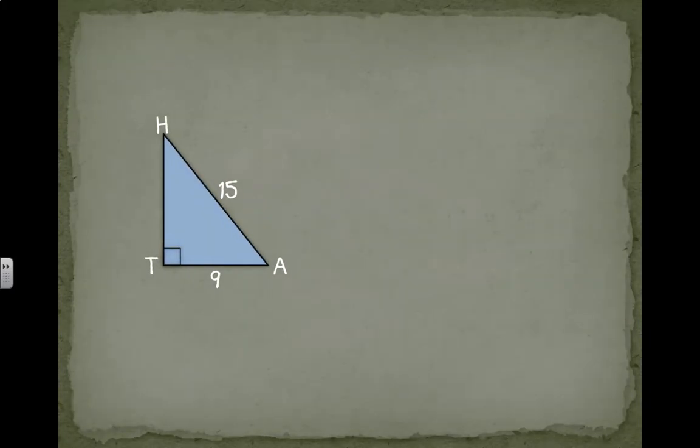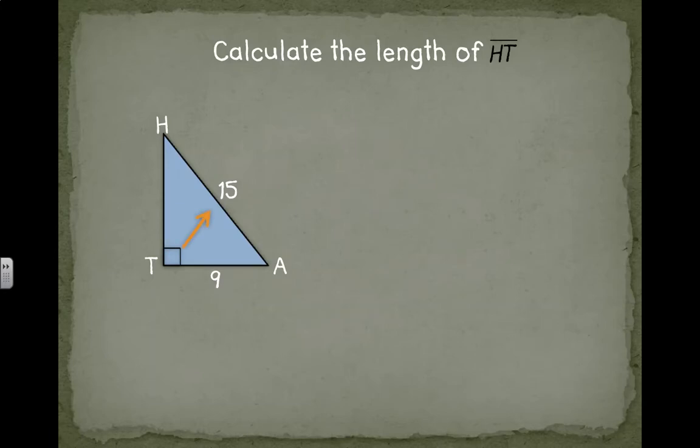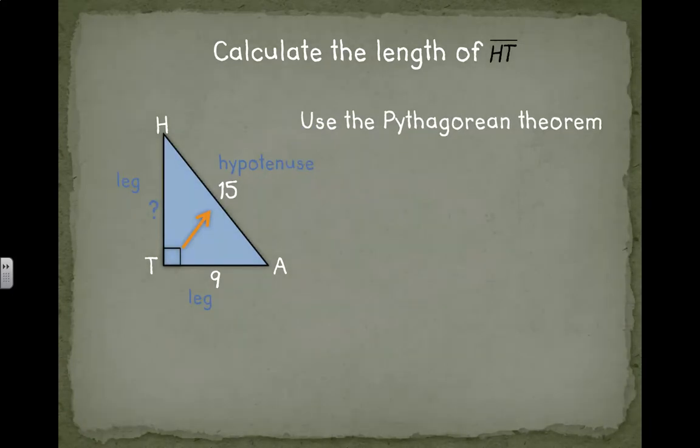Notice here you've got two side lengths of a right triangle, and you're going to be asked to calculate the length of the missing side, side HT. So label your sides. There's your hypotenuse and your leg and your leg. Remember that for the Pythagorean theorem, you only need to label it as legs. So we're looking for that length HT. You've got two sides of a right triangle, so you're going to use the Pythagorean theorem.